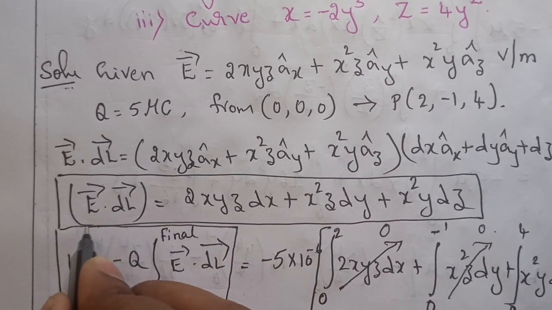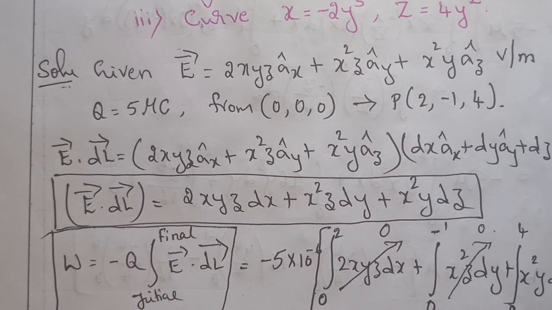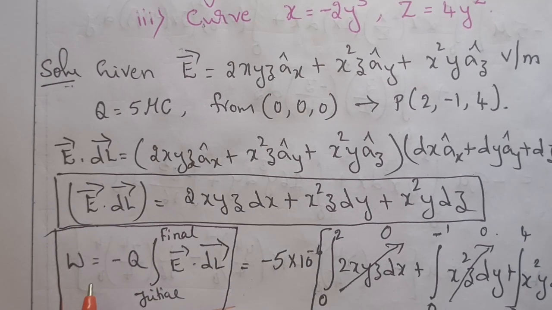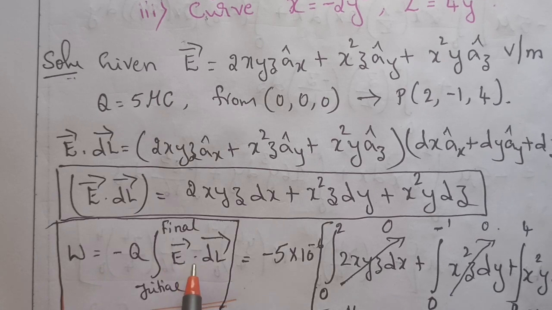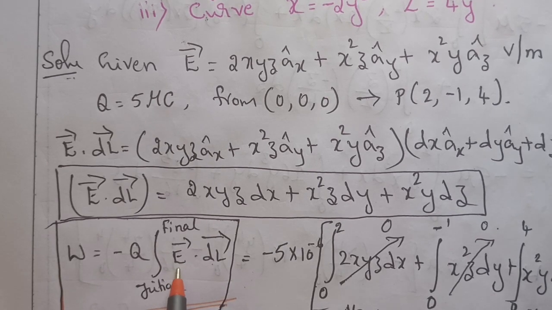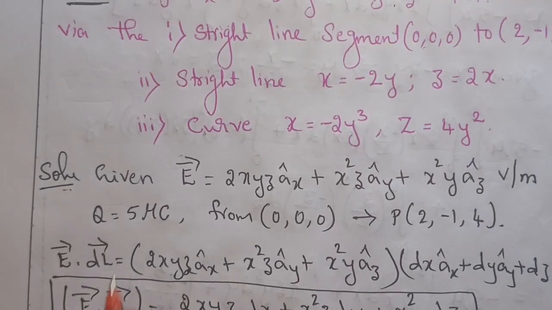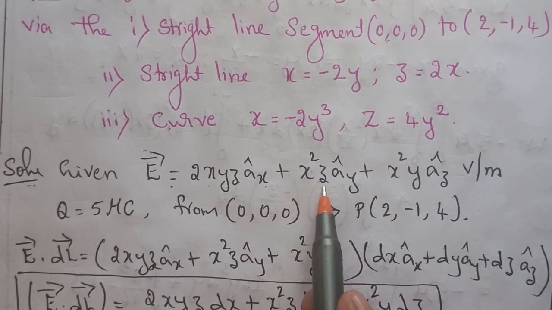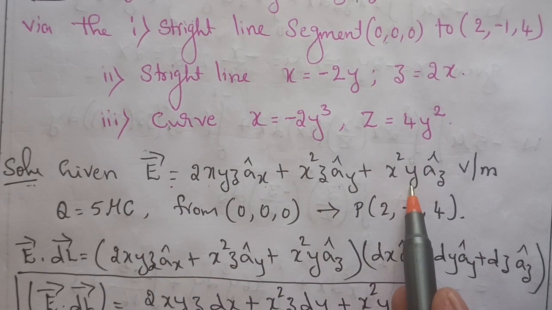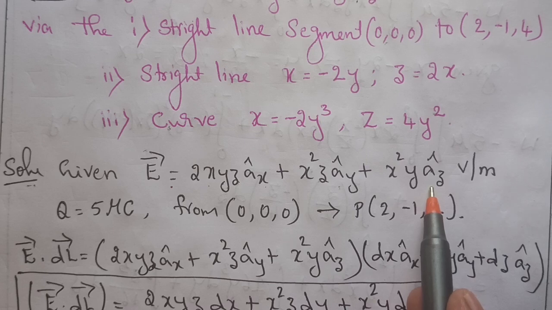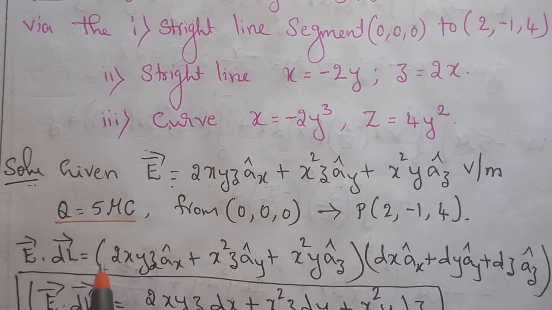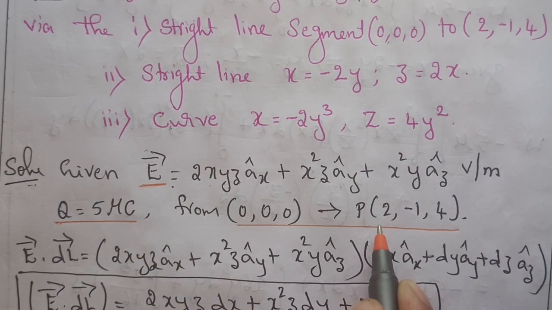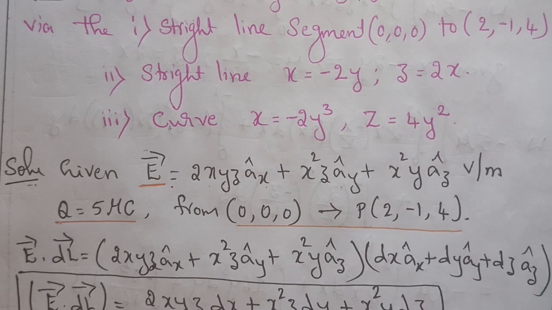To start with, we know the work done is equal to minus q times the integral from initial to final of vector E dot dl. So this is the formula of work done. Now let us find what E dot dl is, because E is given as 2xyz ax plus x squared z ay plus x squared y az, and q is given as 5 microcoulombs. The path is from the origin to the point P (2, -1, 4).